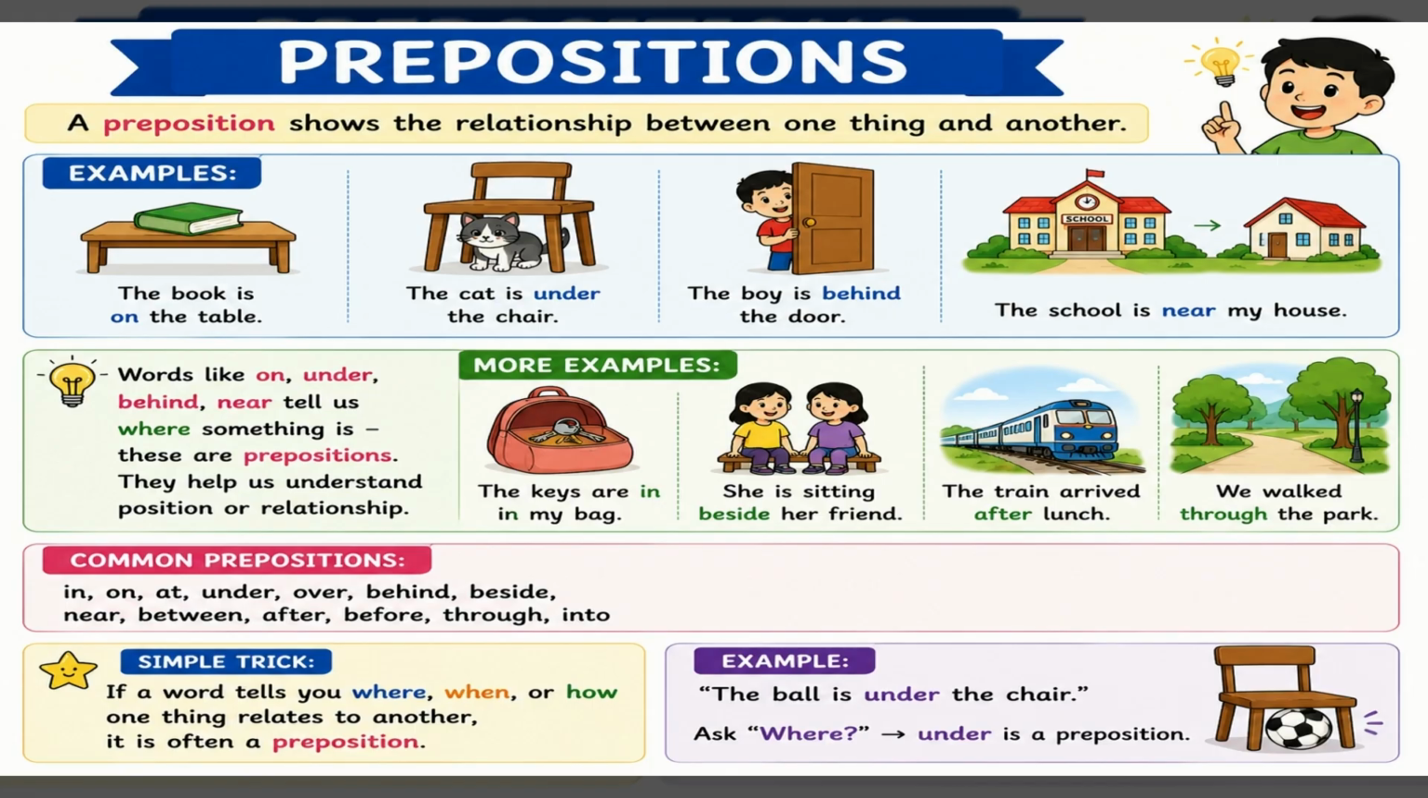Let's look at a few more examples. The keys are in my bag. Here, in tells us where the keys are. She is sitting beside her friend. Here, beside tells us where she is in relation to her friend. The train arrived after lunch. Here, after tells us when the train arrived. And we walked through the park. Here, through tells us about the direction or movement.